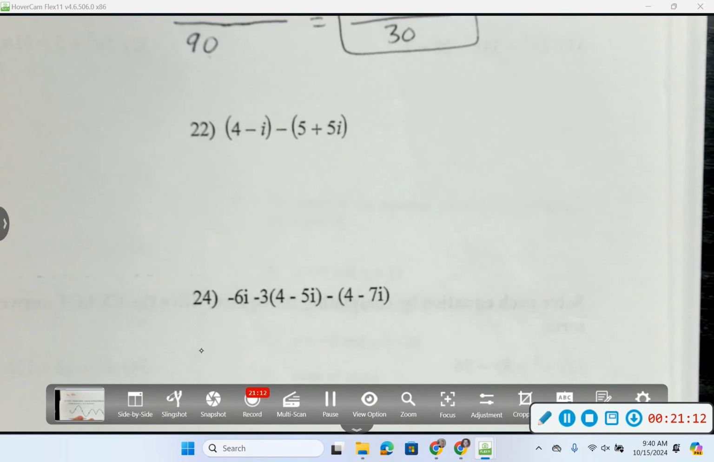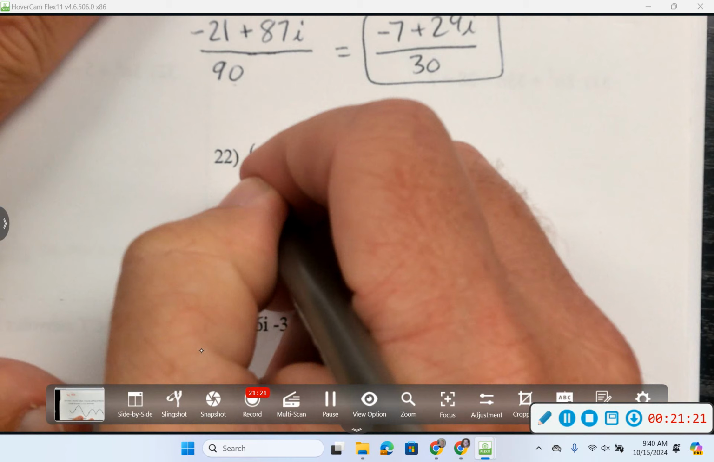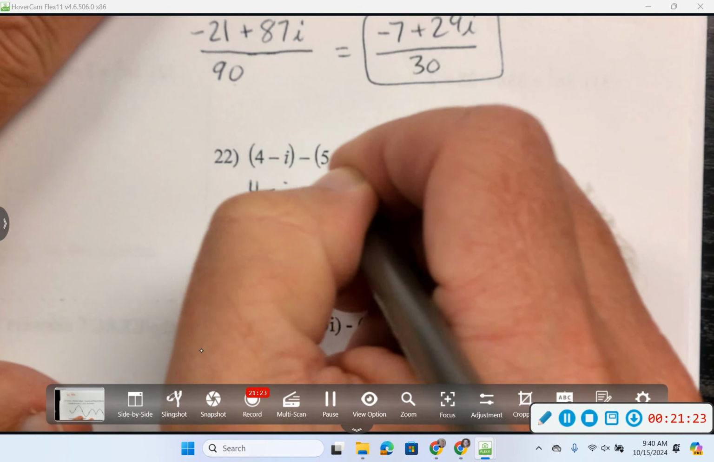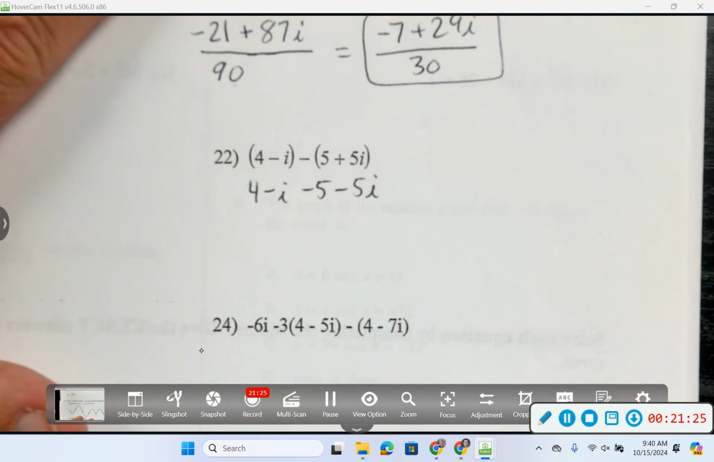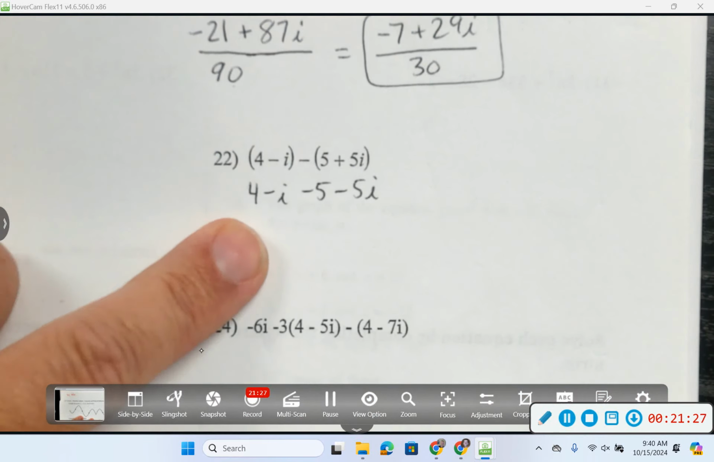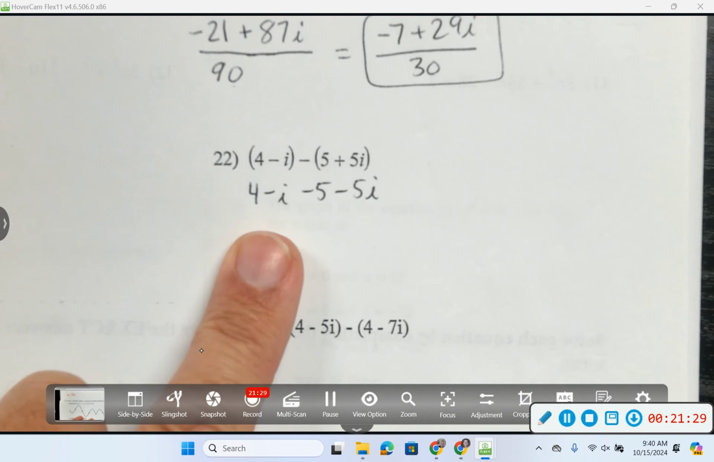Oh, 22 is a frequently missed problem. What am I needing to be careful about on 22? The negative. So let's distribute the negative, and then collect like terms. This is not a multiplication problem. That's where people get messed up.